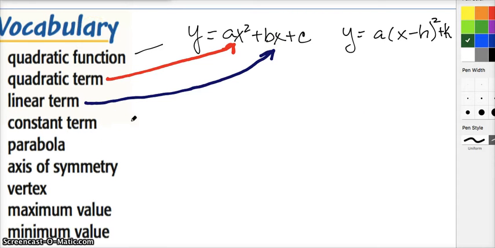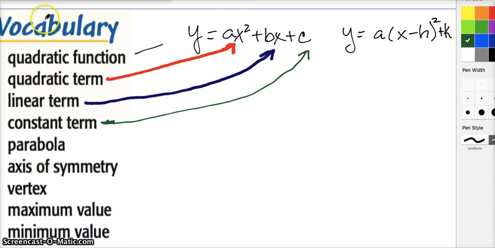Finally, we've got this guy called the constant term. The constant term right here is the term that's hanging out by itself. It's not a coefficient. It doesn't have a variable or an x next to it. It's usually just a number, 2, -5, something like that.